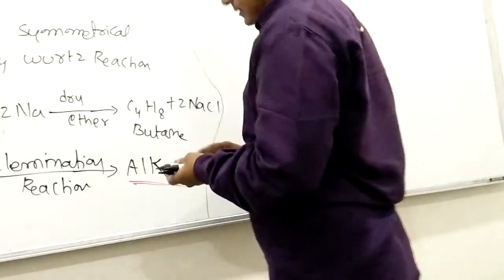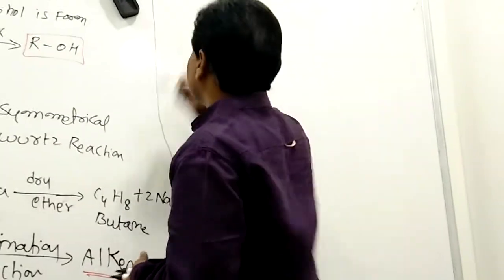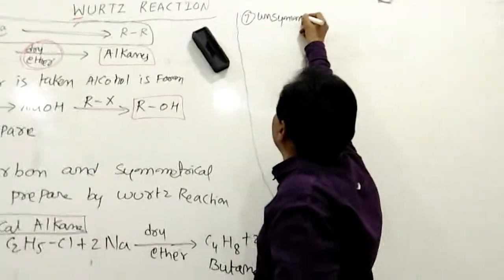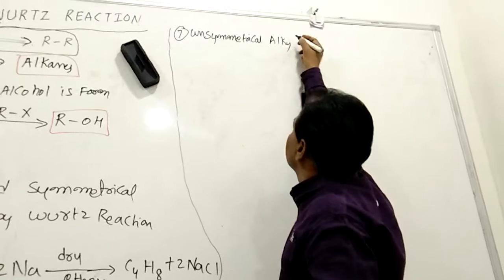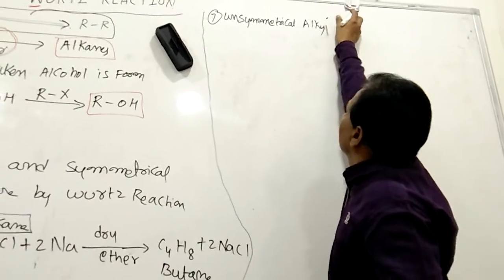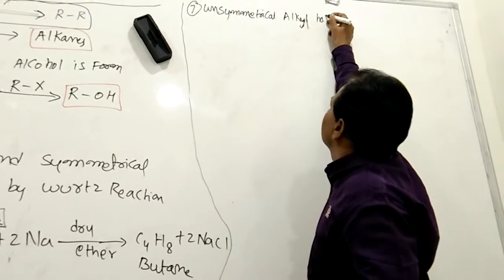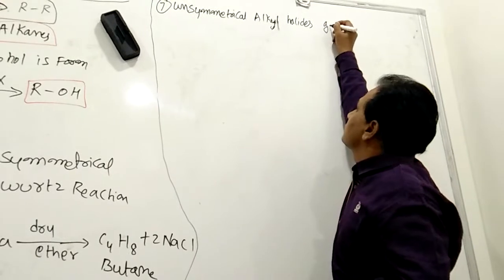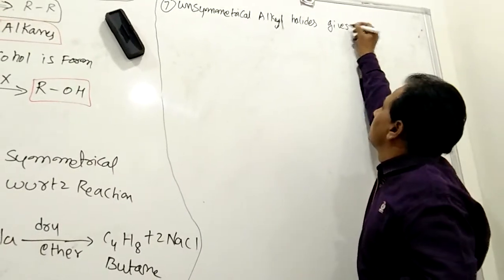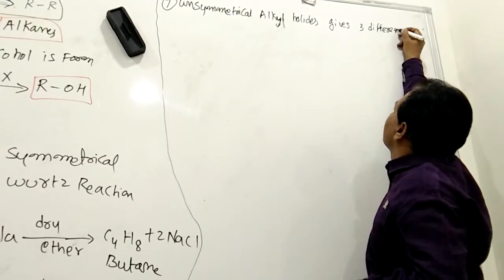If I take unsymmetrical alkyl halides, they give three different alkanes.